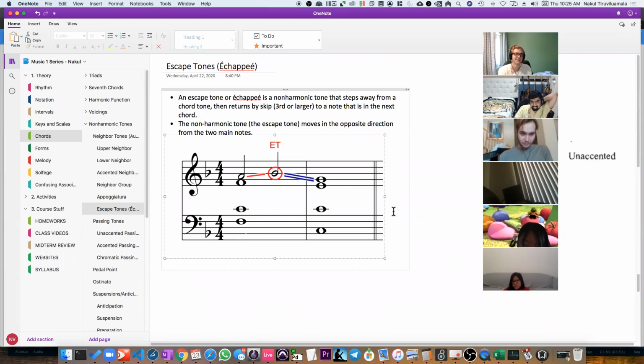All right, escape tones. An escape tone is a non-harmonic tone that steps away from a chord tone, then returns by skip to a note that is in the next chord. So the escape tone moves in the opposite direction from the two main tones. You have something like this. Notice how this is the non-chord tone, and it actually moves in the opposite direction. And then it jumps back in the opposite direction to a note that's a chord tone.